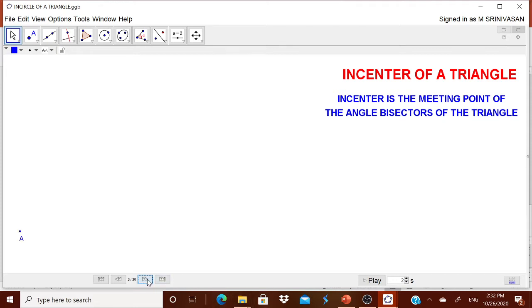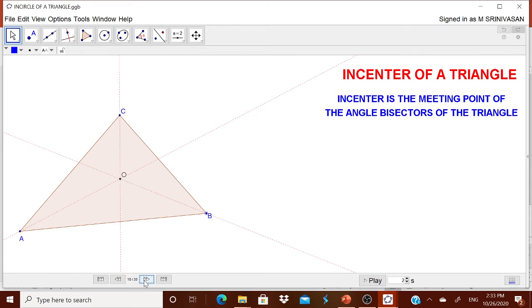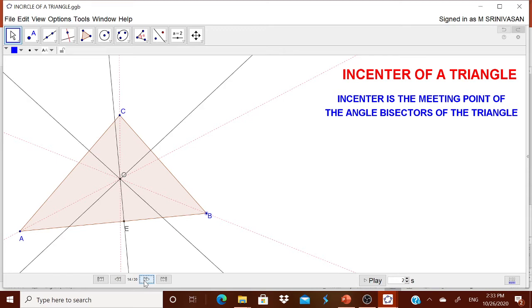Well, we will take a triangle. We will draw the angle bisectors. There is a meeting point. From there, we will draw one perpendicular. Then we will draw that circle. This is the in-circle and O is the in-center.